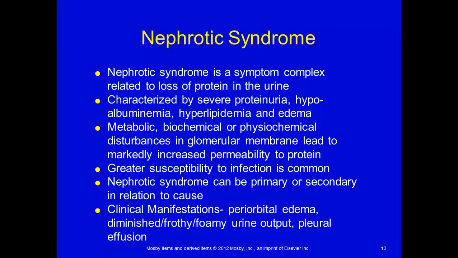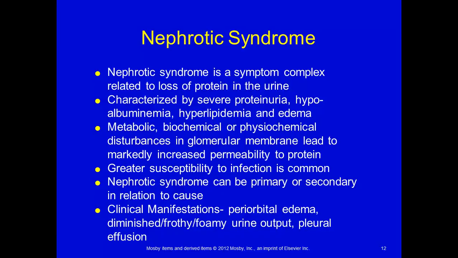And the pathophysiology of why nephrotic syndrome occurs in a glomerular nephritis has a lot of different reasons. As you see here on the screen, metabolic, biochemical, and physiochemical disturbances in that glomerular membrane lead to increased permeability to protein, and basically that loss of protein.